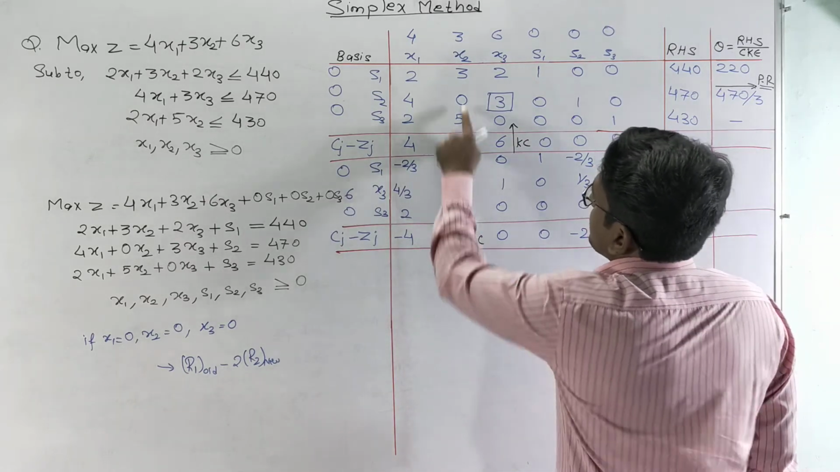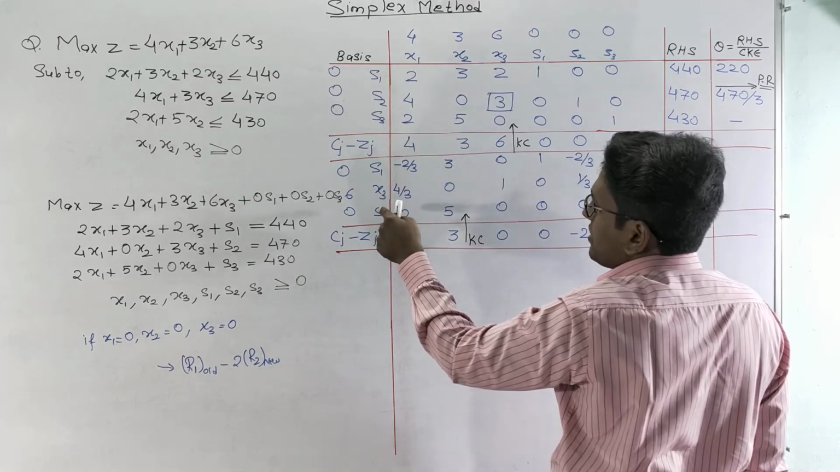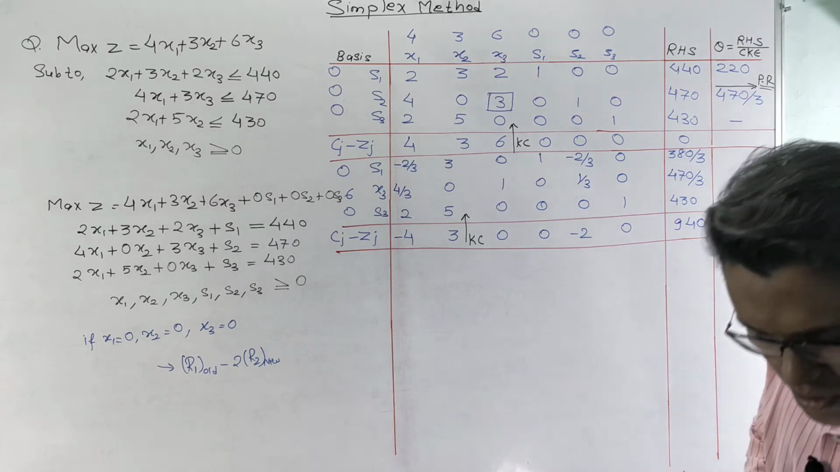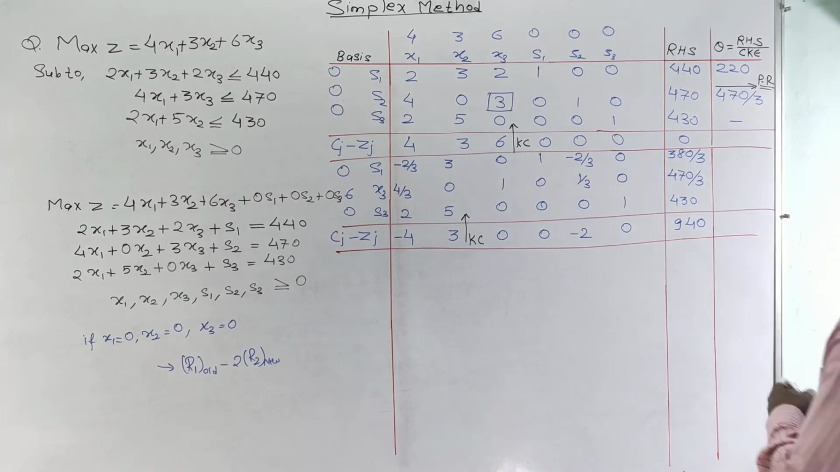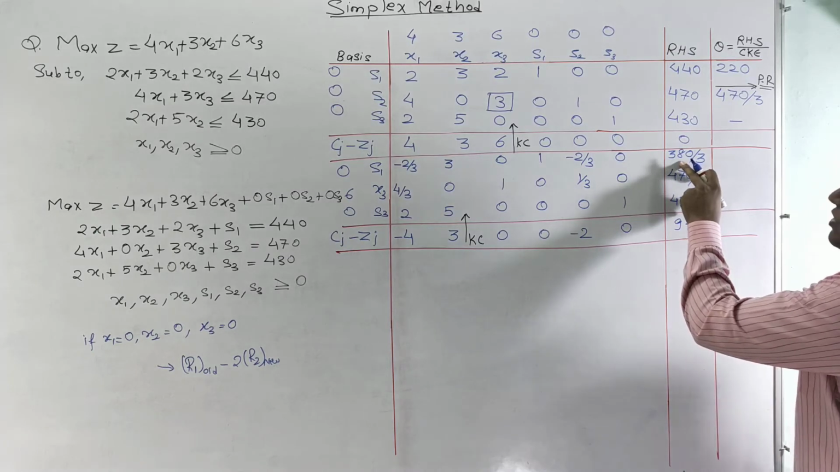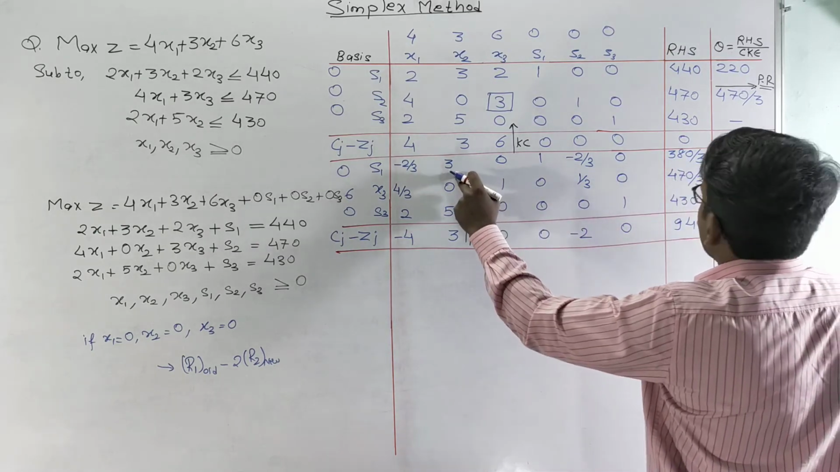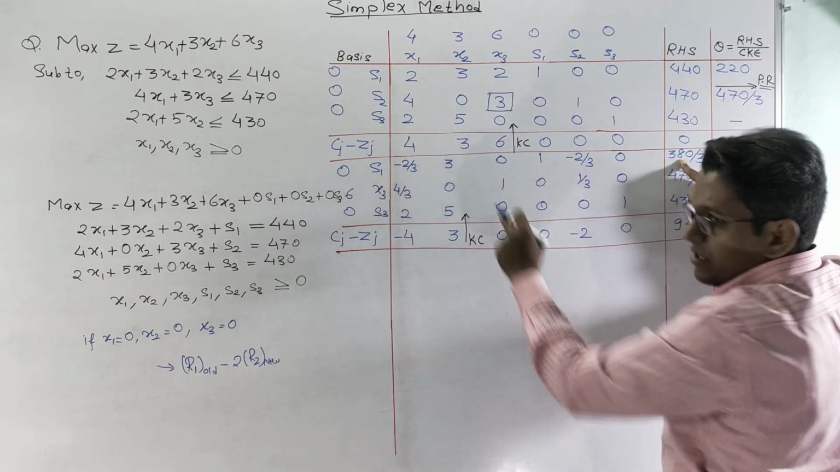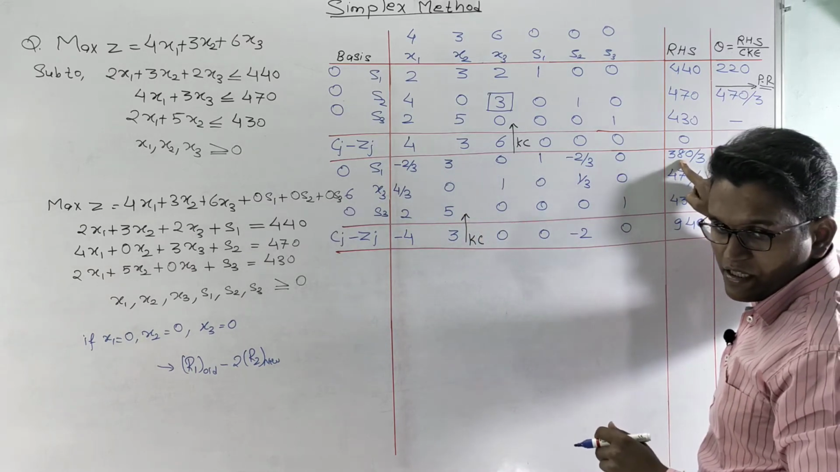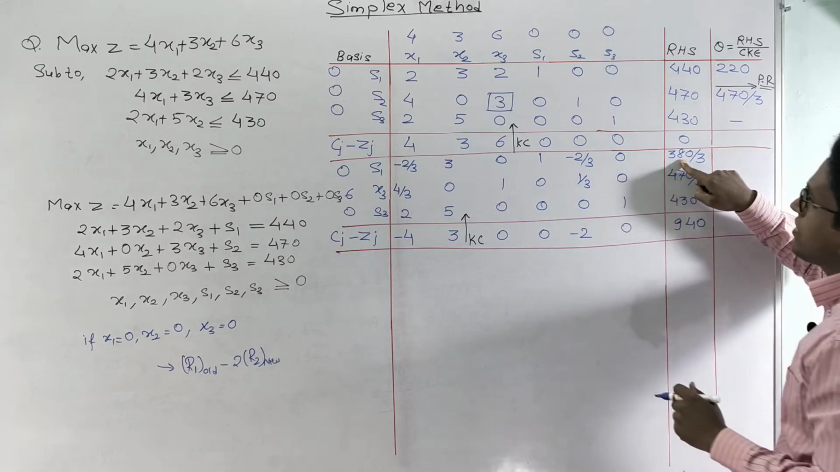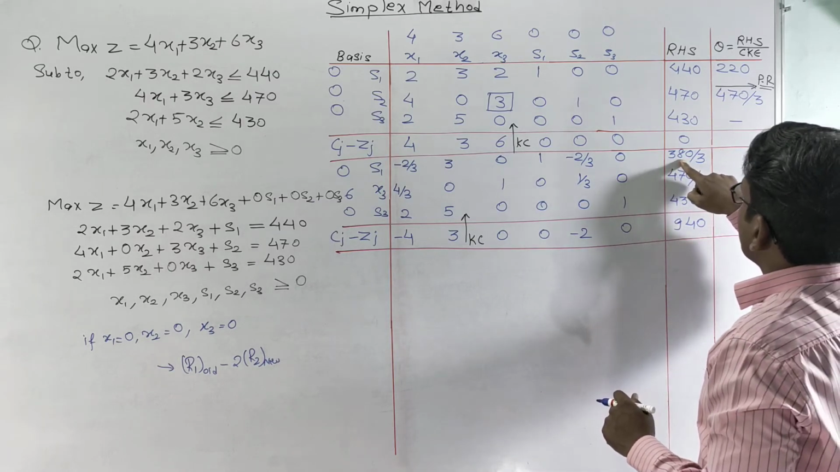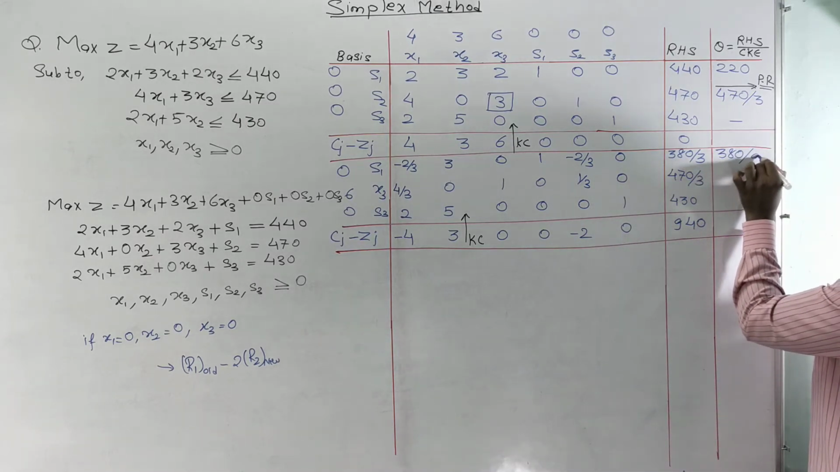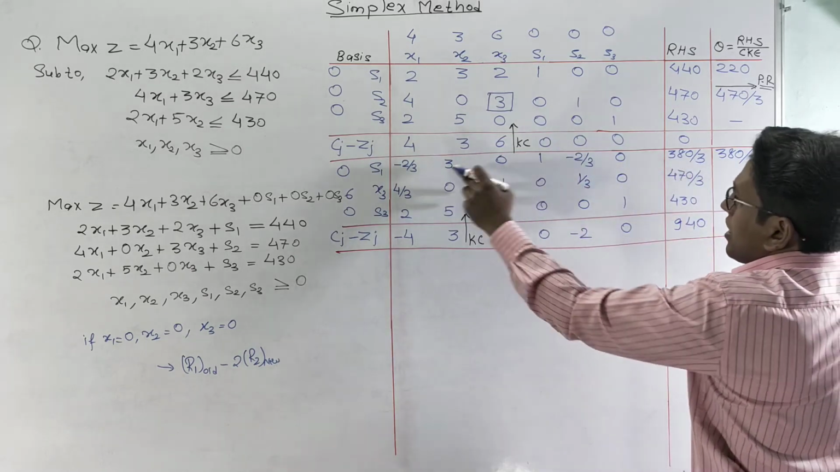It defines that the variable x2 will now enter the basis, and again we'll calculate the value of theta and find out the leaving variable. Here theta is the right hand side value divided by the corresponding key column element. That means 380 divided by 3, that is 380 by 3 divided by 3, so this is 380 by 9.